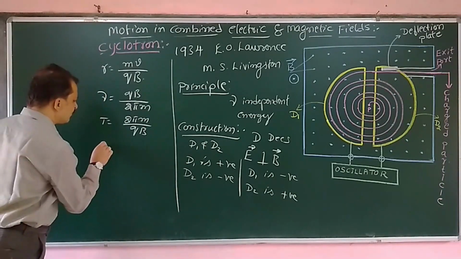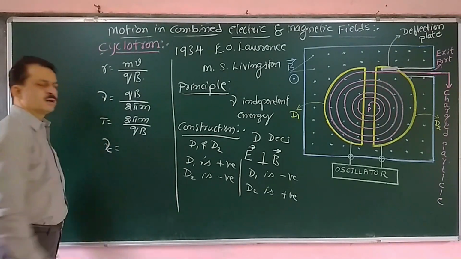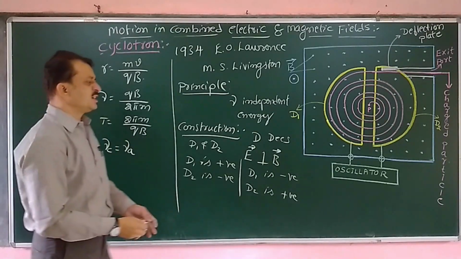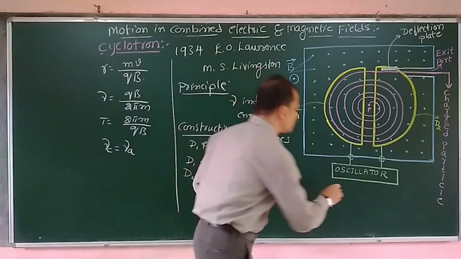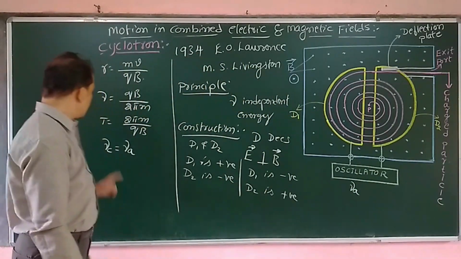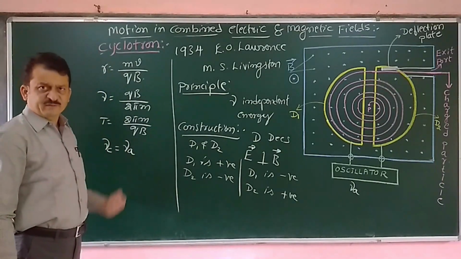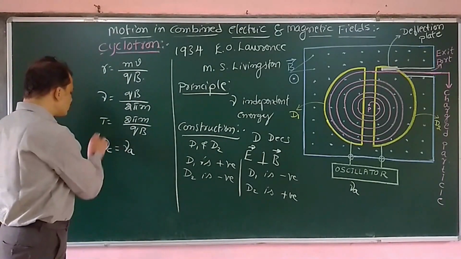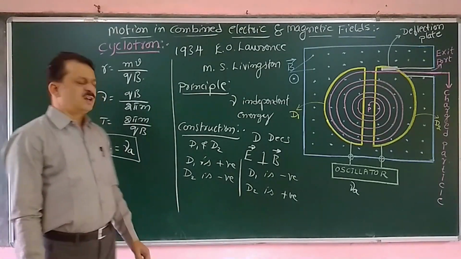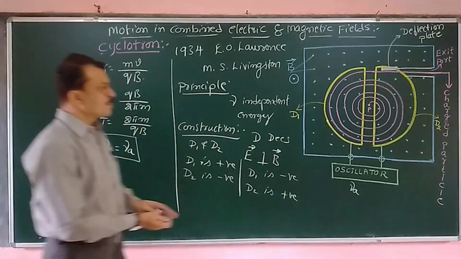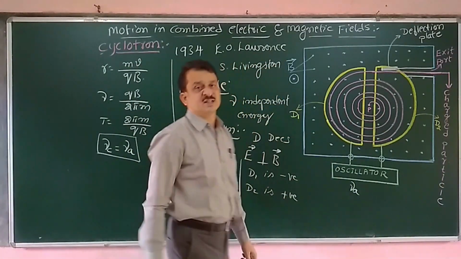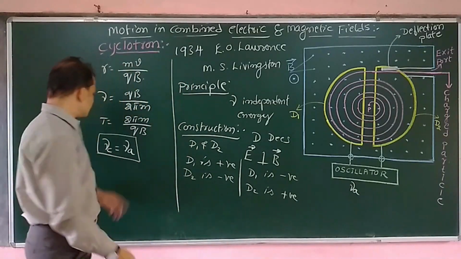Therefore, this cyclotron frequency should match with the applied frequency of the oscillator. If the oscillator frequency is nu a, that we call the applied frequency, and nu c is the cyclotron frequency, if these two become equal, we get a resonance condition. When this condition is satisfied, by the time it reaches the edge, the polarity changes. Okay, that is the condition.